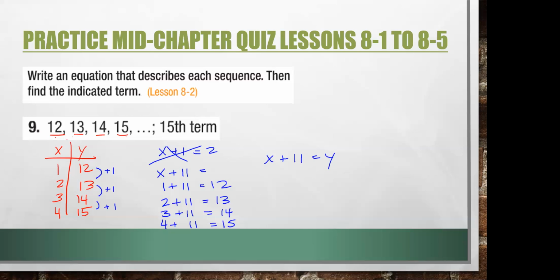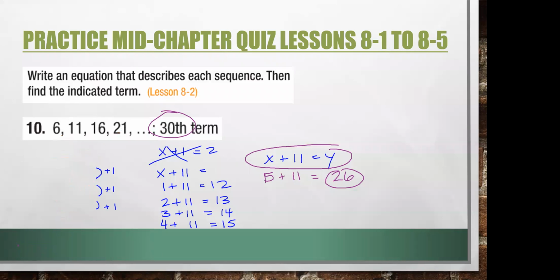And then the second part of the question is asking you, okay, now find the 15th term. Okay, so that means I'm going to plug in 15 for x because x is the number of my term, and then add 11 to that, and 15 plus 11 is going to be 26, okay? So my equation is x plus 11 equals y, and then the second part, the 15th term, is equal to 26, okay?